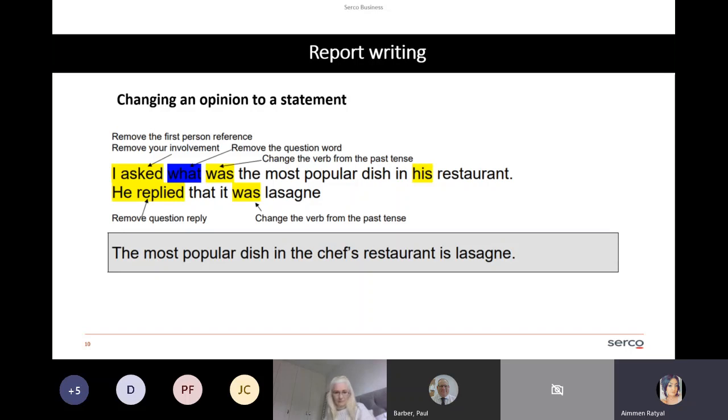So where the arrows are pointing at the top in the yellow, remove the first person reference. You remove your involvement, and then you need to remove the question word as well. So the statement of what he was actually saying, his opinion, is: the most popular dish in the chef's restaurant is lasagna. If you can see how he's converted what he was saying to a statement, it's quite simple, but until you get the swing of it, you won't understand it. But that's more your level two report writing.